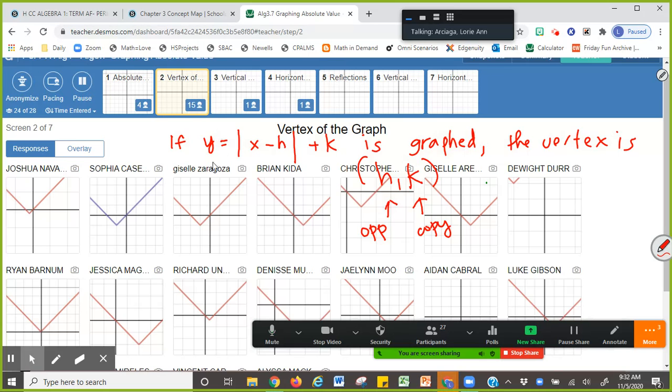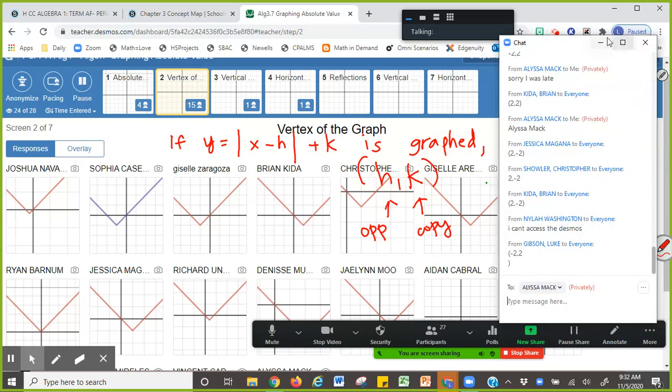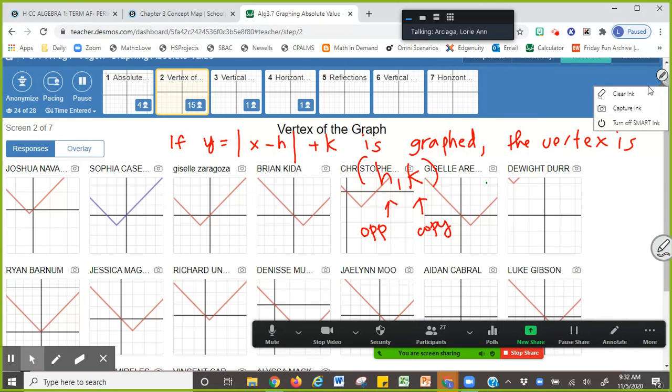Very good. Okay, that's the first thing I want you to learn today from Desmos. Did you copy that down? Okay, we're going to move on. Here we go. Clear ink.